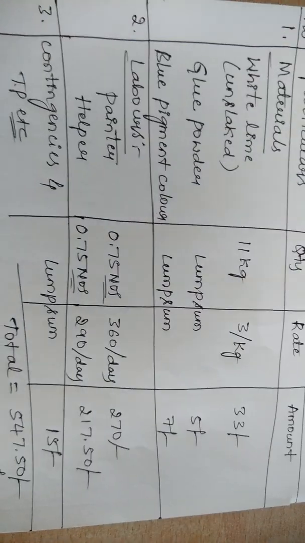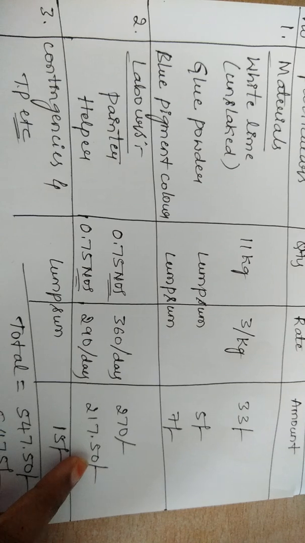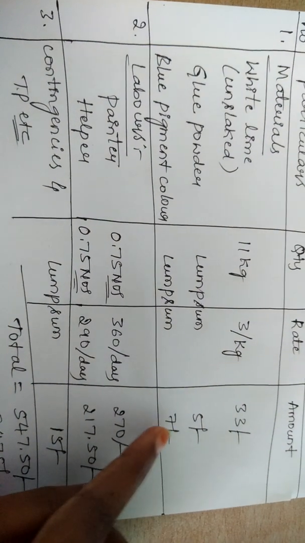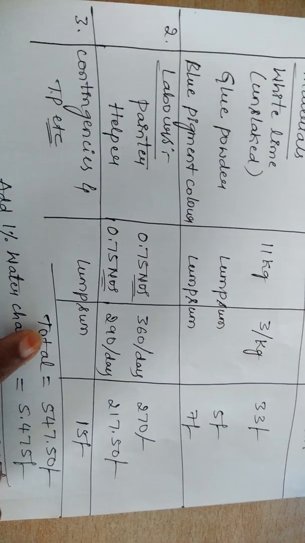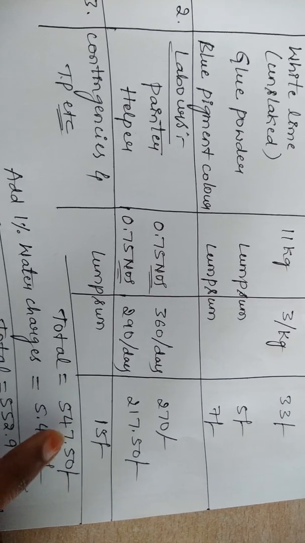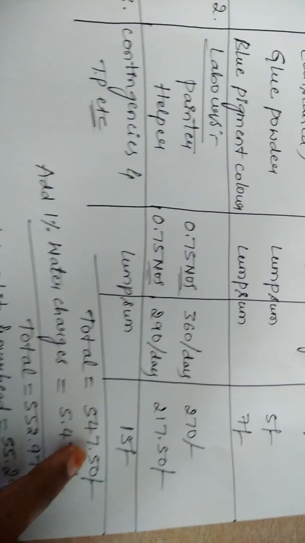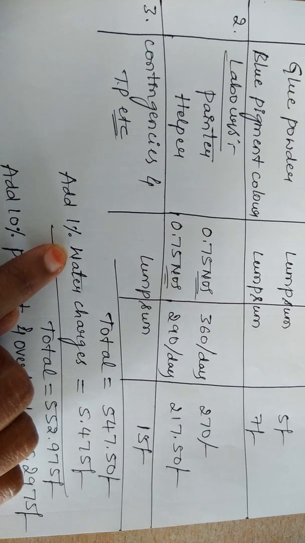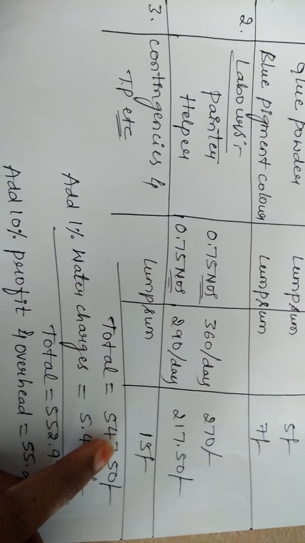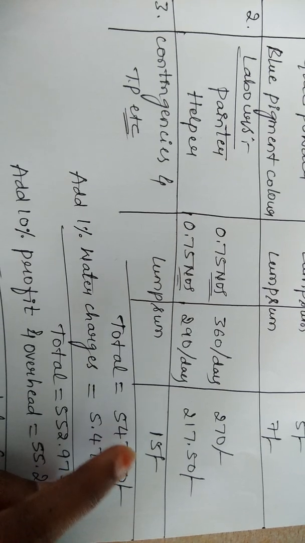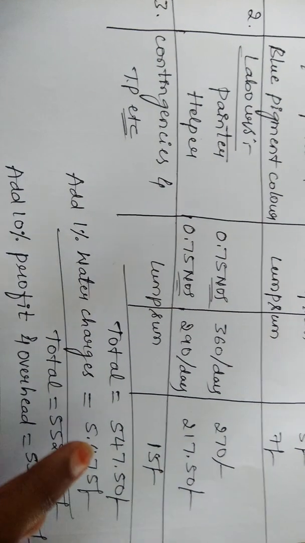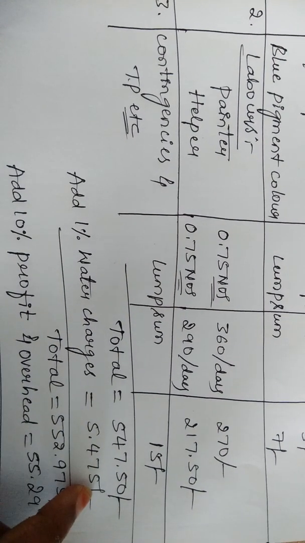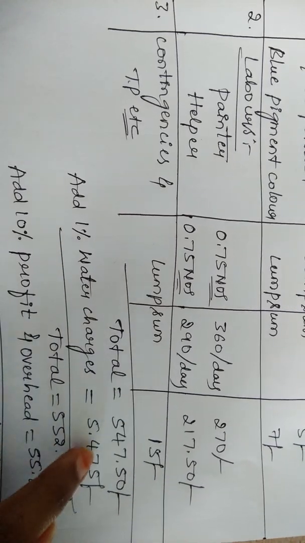So now to find the total amount, we have to add all the amounts. On adding 33, 5, 7, 270, 217.5 and 15, we will get a total amount of 547 rupees 50 paise. To this total amount, we have to add 1% of water charges. Let us find the 1% of this. To find 1% of the amount, we have to multiply our amount with 1, and that has to be divided by 100. By doing that, we will get a value of 5.475 rupees. Then by adding these two things, we will get the new total amount of 552.975 rupees.